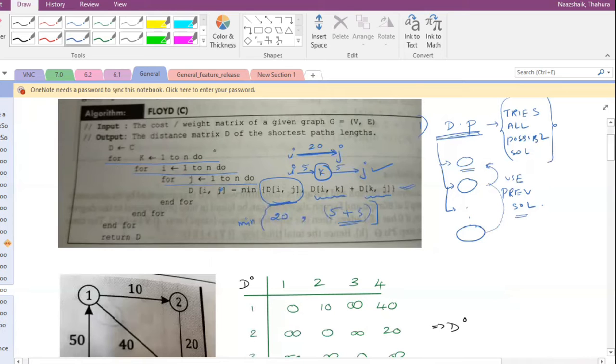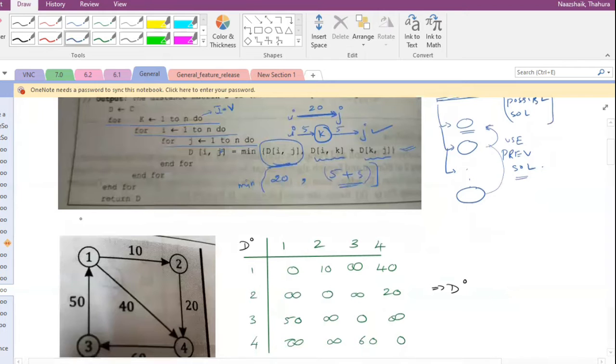So K is actually your intermediate vertex. We will do this formula, okay? So don't worry about that. The K loop is for your intermediate vertex. That means if there are n vertices in your graph, right here, if you see 1, 2, 3, 4, there are 4 vertices in your graph.